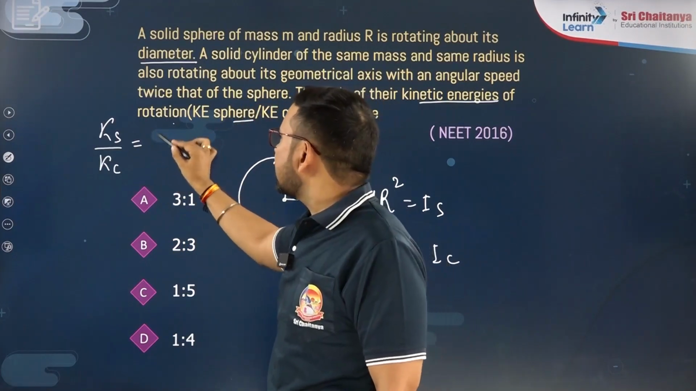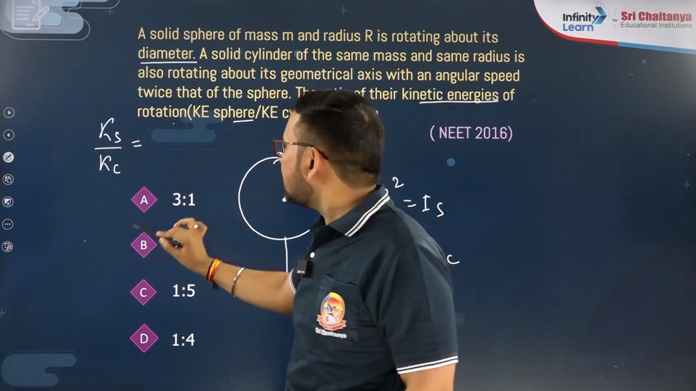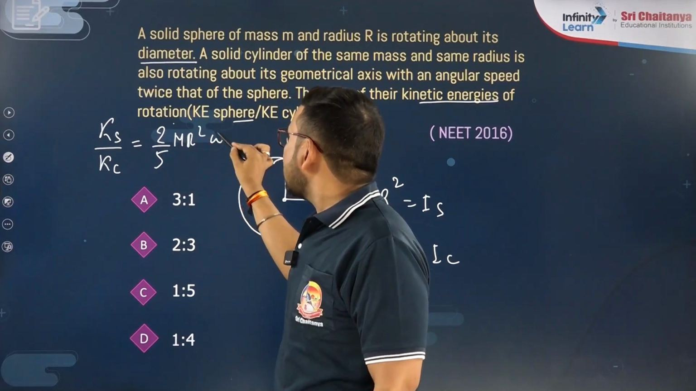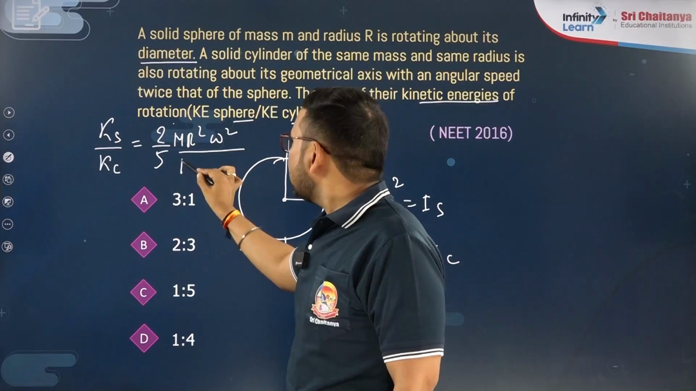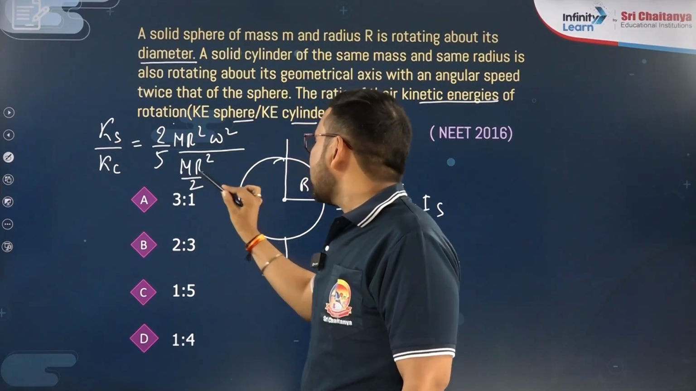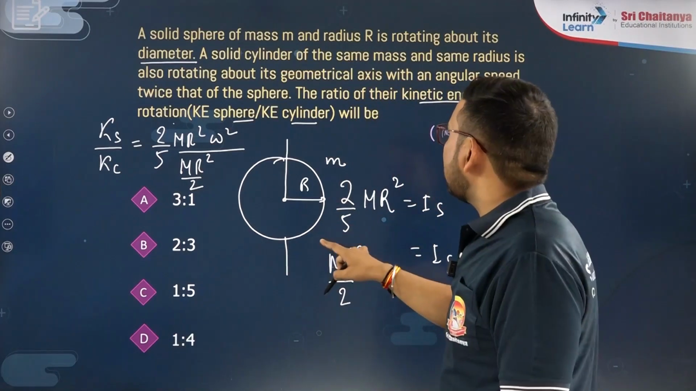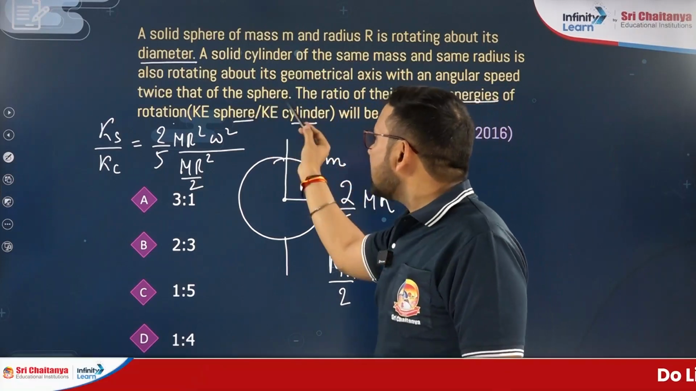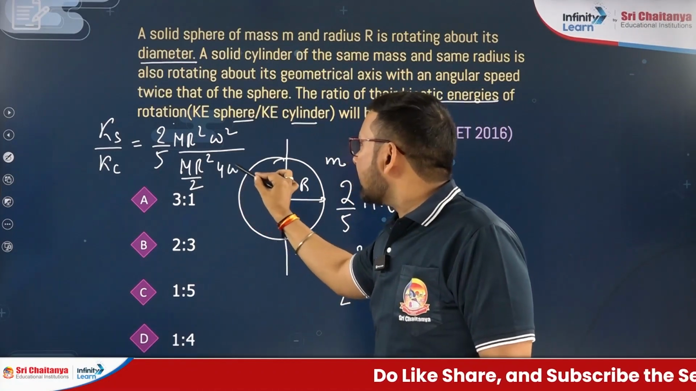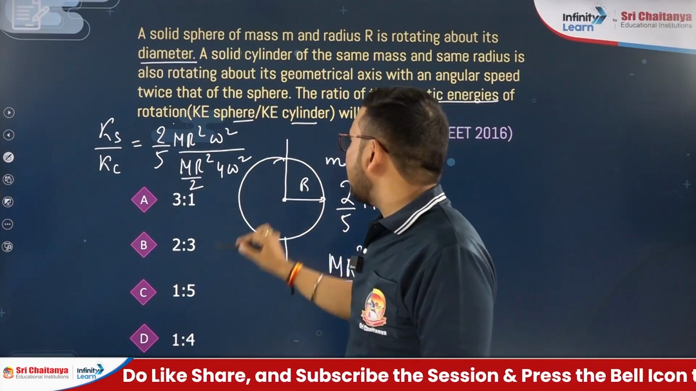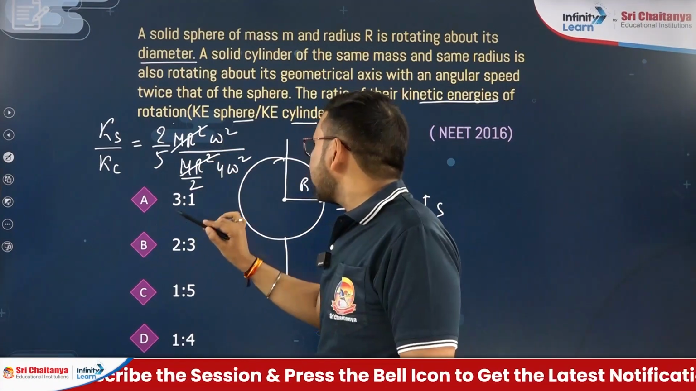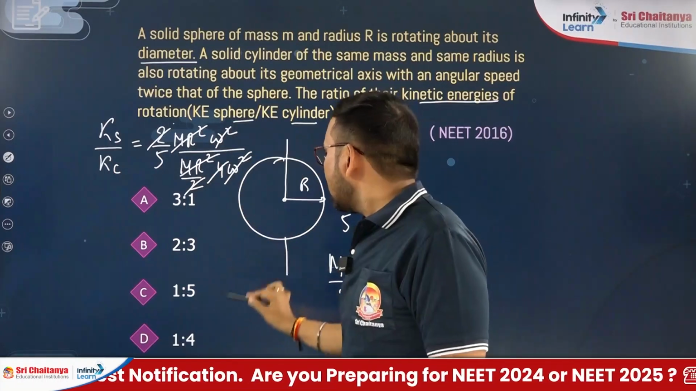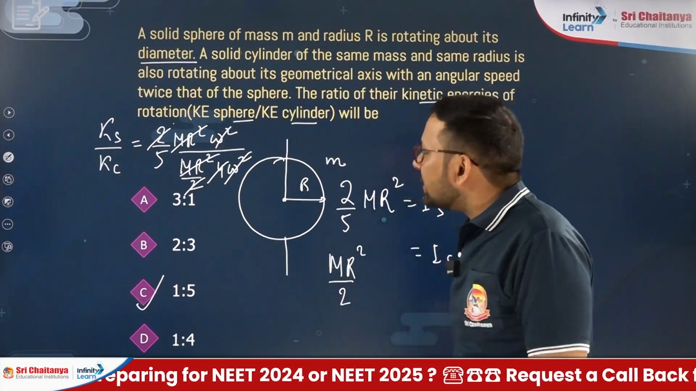What is the kinetic energy of the sphere? Half, I'm not writing, that will be cancelled, I omega square. What is I? 2 by 5 mr square, and omega square. Then for the cylinder, mr square by 2. And after that, you have to check its angular speed is twice that of the sphere. It means 4 omega square. Then the 2s and the 4 by 4 cancel, and the option will be 1:5.